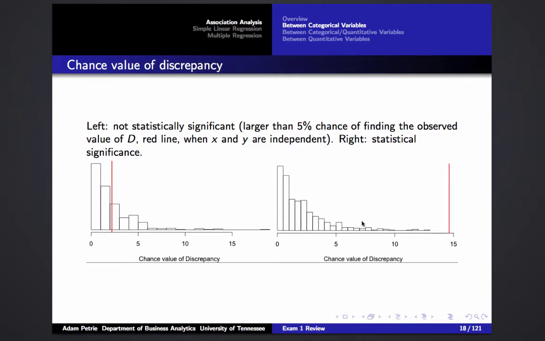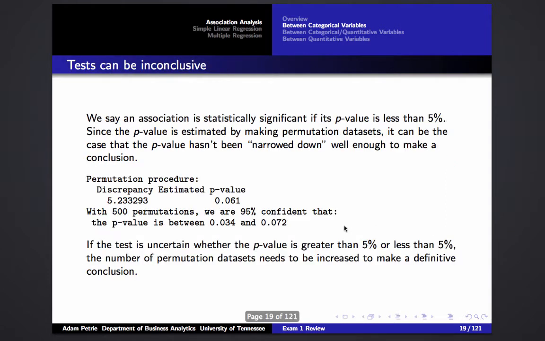On the right here is an example of when I would say we have a statistically significant association. It looks like the value of the discrepancy that I measured in the data, about 15 here, is way out of line with the values of the discrepancy that arise just by chance when x and y are paired randomly together, when there's no information shared between them.